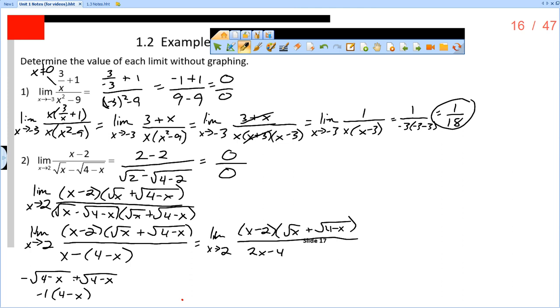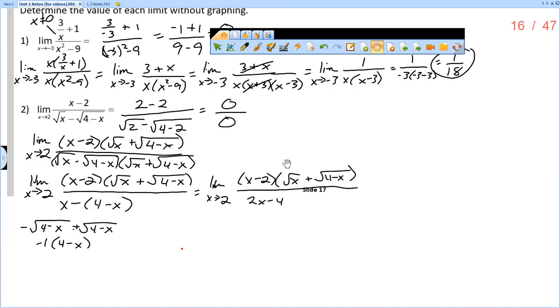And so what did we say we needed to happen earlier? We said we needed an x minus 2 to reduce. So you notice the denominator can be factored further. So limit as x approaches 2 of x minus 2 over root x plus root 4 minus x, and then I have 2 times x minus 2. So now, of course, I get the x minus 2's to reduce.